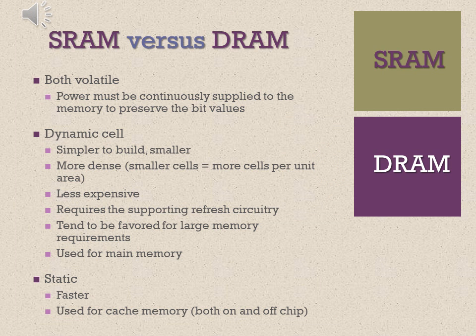Both are volatile, needing continuous power. DRAM is simpler and cheaper but slower, while SRAM is faster and used in caches. DRAM is preferred when high capacity is needed at a lower cost.